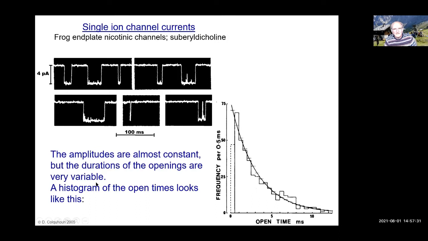And if you do that, it looks rather like this. The open time in milliseconds and the frequency in bins that are half a millisecond wide. It doesn't look like the characteristic sort of probability density function that one's used to looking at, the Gaussian one. In fact, it looks more or less like an exponential curve. There are also some complications. There are usually more short openings than the exponential curve predicts, and of course you can't see very short openings.